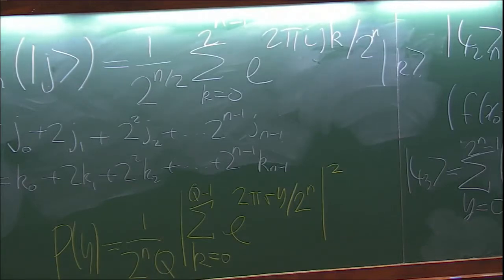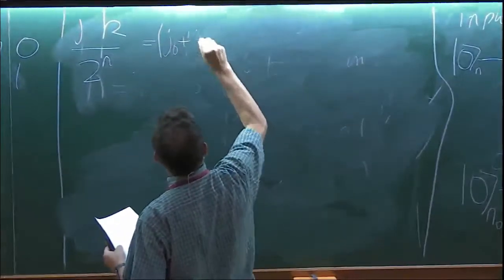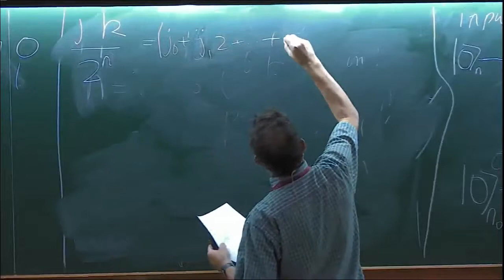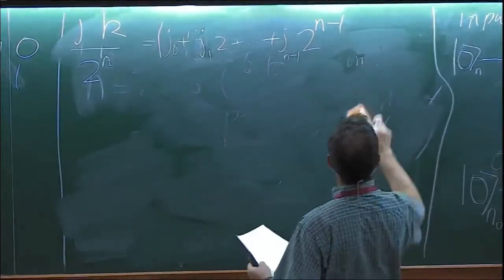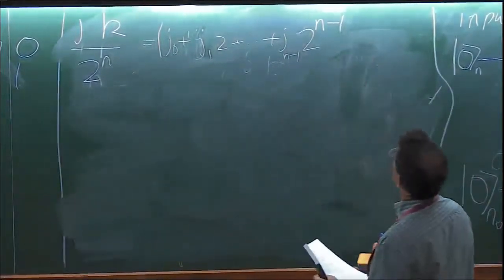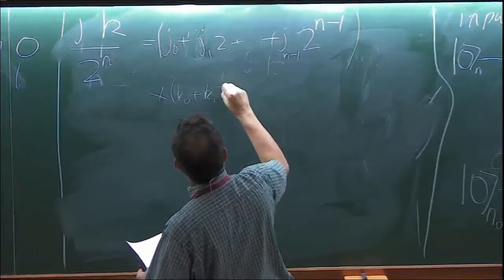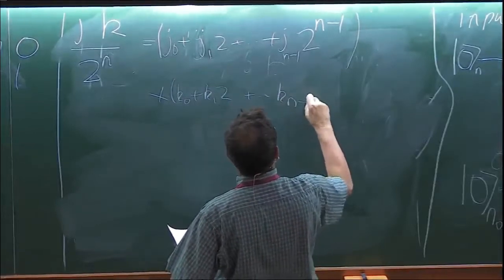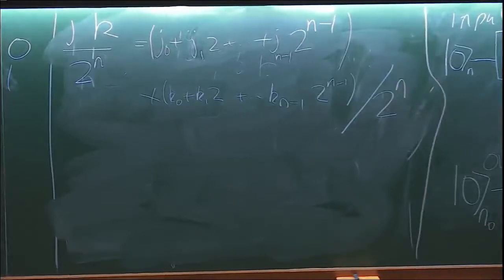So let's write jk over 2 to the n. Okay, so it's the product of these two terms, j0 plus j1 times 2 plus jn minus 1 times 2 to the n minus 1. I can't clean this well enough. Times the same thing for k, k1 times 2 plus kn minus 1 times 2 to the n minus 1, and all that over 2 to the n. Now we're going to simplify this.